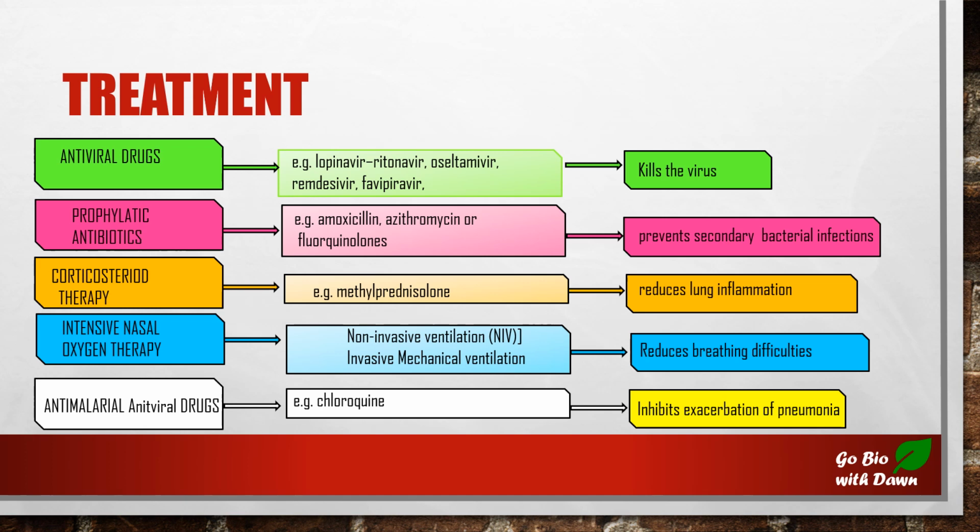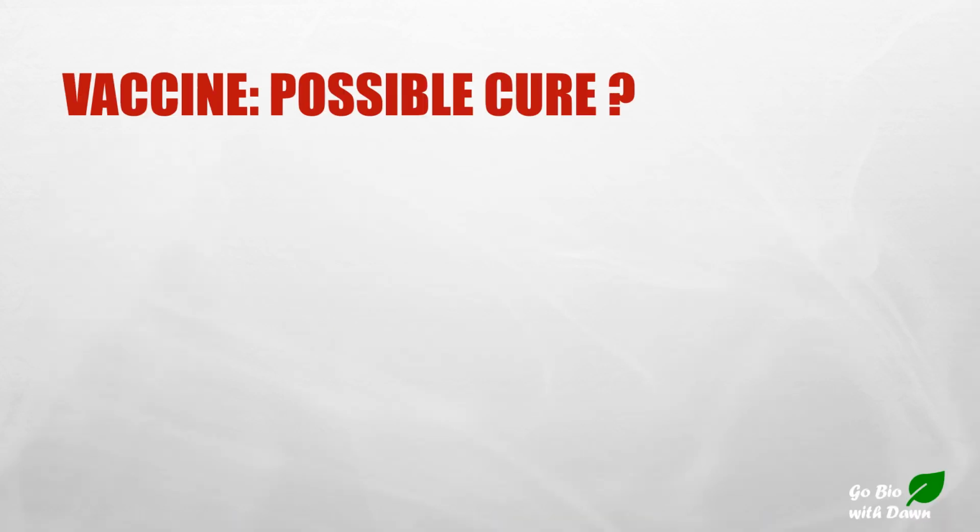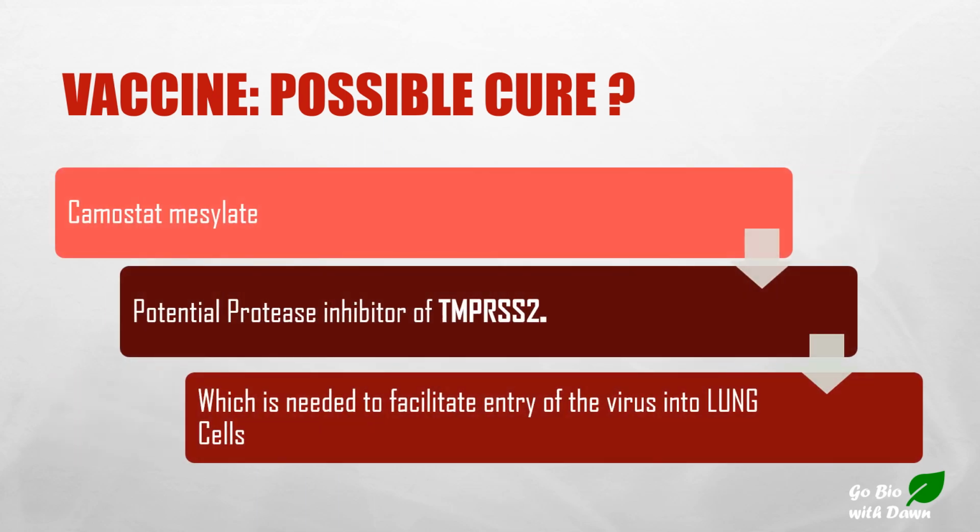The antimalarial drug chloroquine is used in some countries as an agent that inhibits the detrimental effects of pneumonia through its antiviral properties. Currently, there are a number of drugs that are being used as possible vaccines against COVID-19. One such is camostat mesylate. Now, camostat mesylate has not yet been approved as a probable vaccine. However, this drug is a potential protease inhibitor of TMPRSS2. Now, TMPRSS2 is a host cell receptor that is needed to facilitate entry of the virus into the type 2 alveolar cells of the lungs. When the expression of this receptor is inhibited by camostat mesylate, the COVID-19 virus is unable to enter the lung cells and attack.